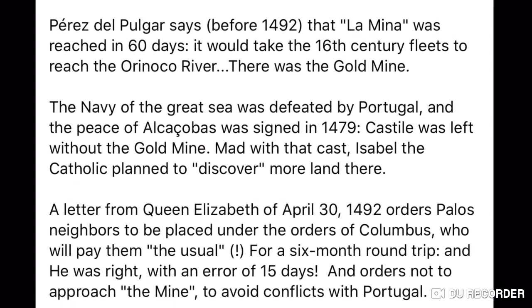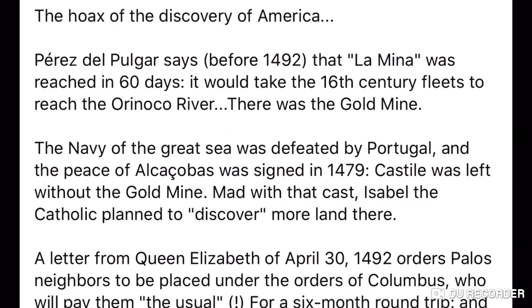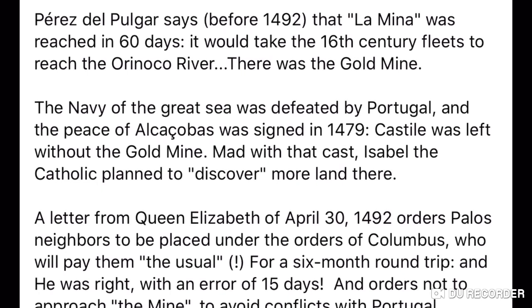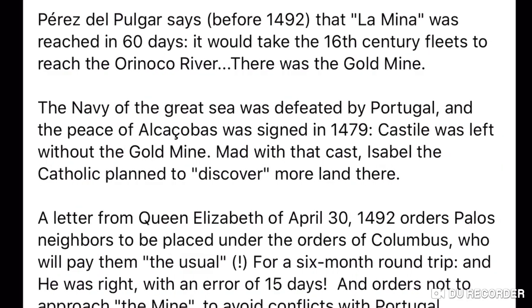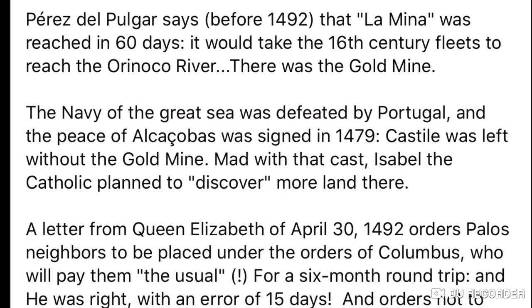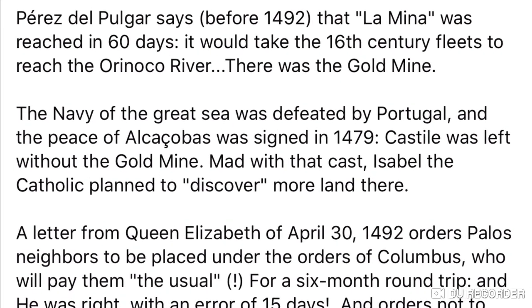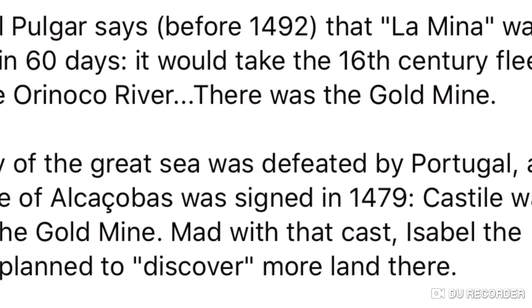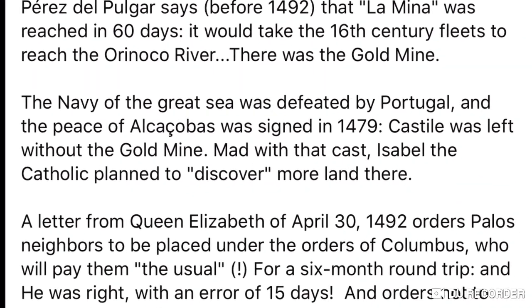Okay, we'll see who the culprits is. We ain't leaving no stone unturned. Perez del Pulgar said before 1492 that Lamina was reached in 60 days. It would take the 16th century fleets that time to reach the Orinoco River, which she's talking about, from a certain port, and the certain ships that they would have had before that time would have taken them that time to reach the Orinoco River, which is in Brazil. It wouldn't have taken them that time to go to the other Lamina, which is probably in Northwest Africa.